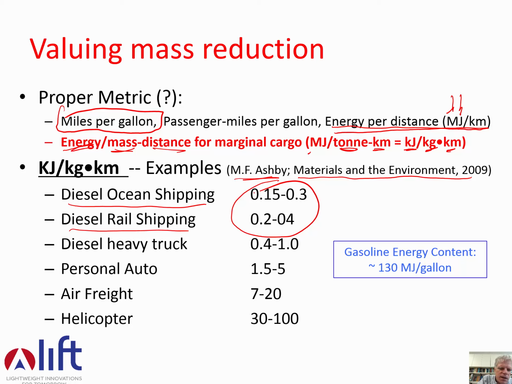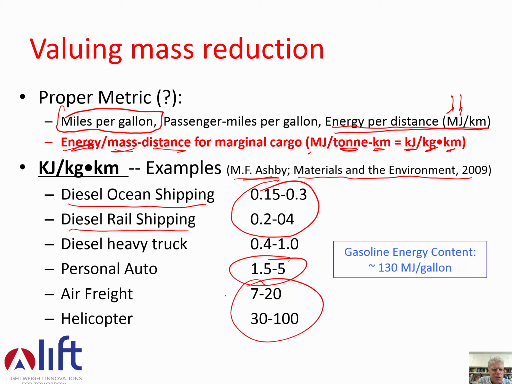That's at one end of it. Personal auto, you've got a number in here. Helicopters and air freight are at the other end. These take a lot of energy. If you're going to deliver something by helicopter or drone, you've got to pick it up in the air in a vehicle that's pretty inefficient, pretty weight sensitive, and burns a lot of fuel to do that.